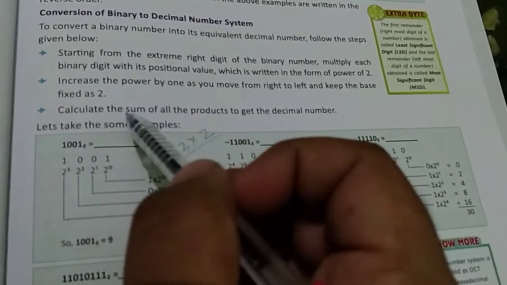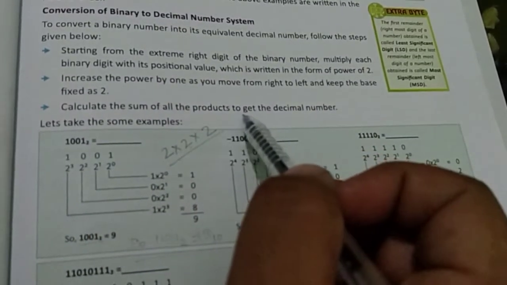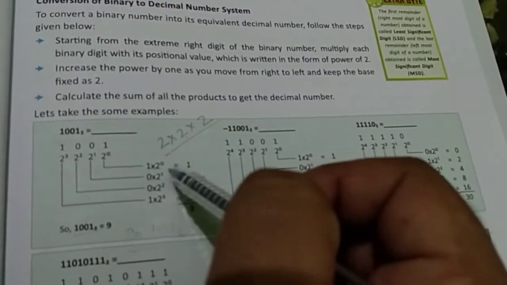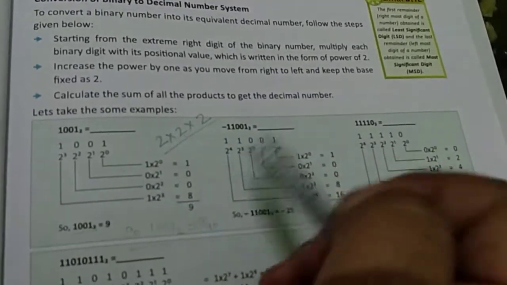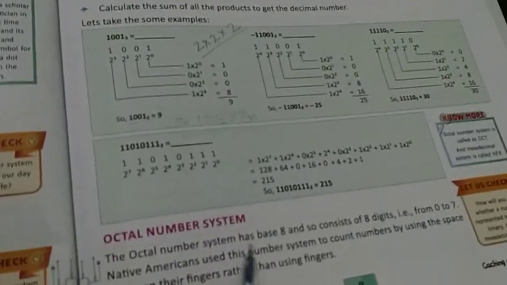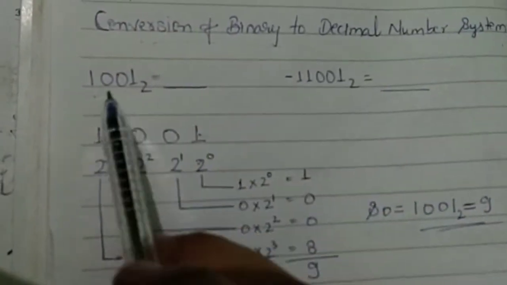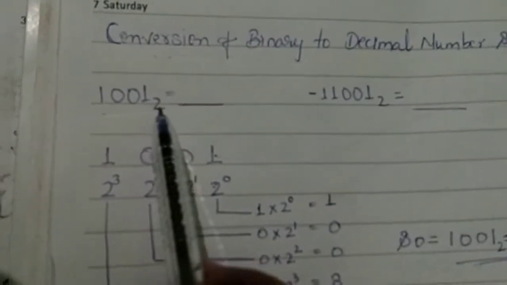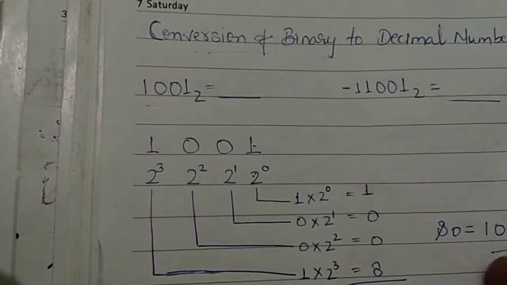After that, calculate the sum of the product and get the decimal. So after that, we will calculate the sum of this particular product and we will get the answer. Let us see one example, like I have done. This is a binary value like 1001 to the base 2. Now we have to find out the decimal of this particular number.